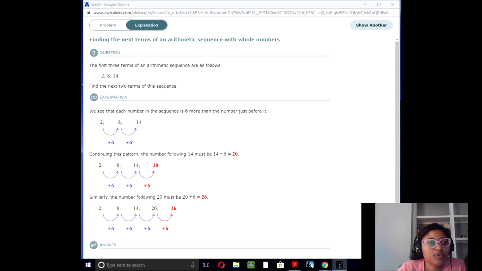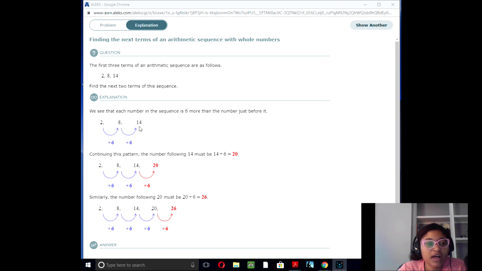So today we're going to be working on the first problem, finding the next terms of the arithmetic sequence of whole numbers. So what we see here, we have numbers 2, 8, and 14. And the easiest way to do this is just say we have 2, 8, and 6. If we add 2 plus 6, it gives us 8. So we know that there's a plus 6. And then if we add 8 plus 6, it gives us 14.